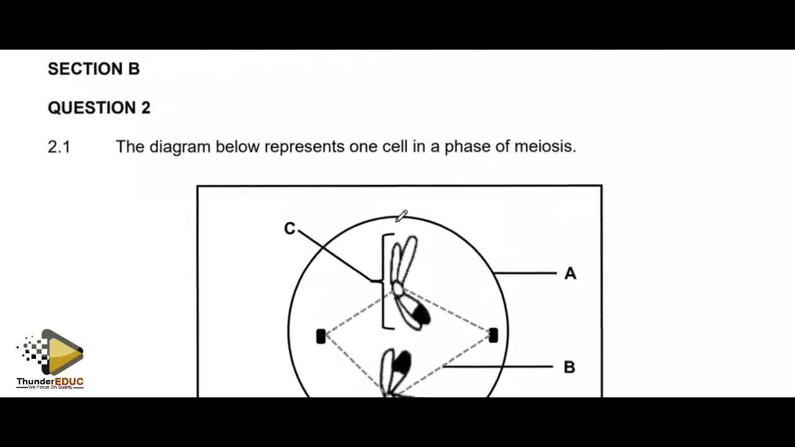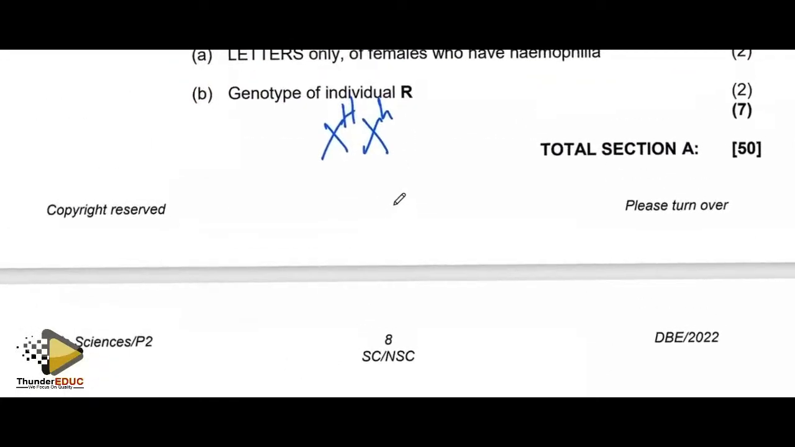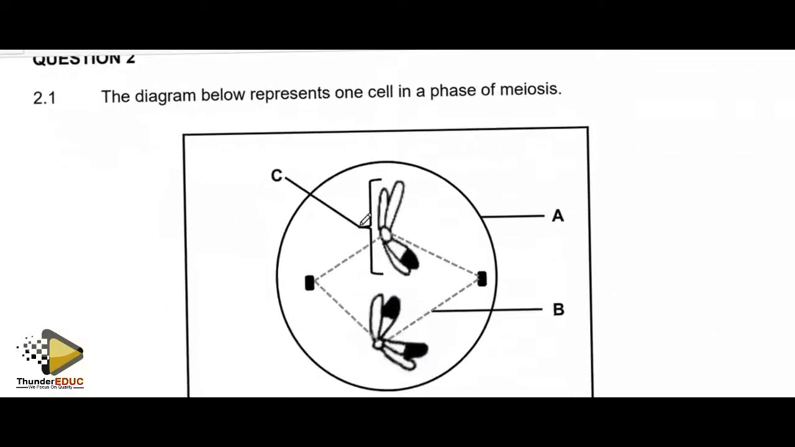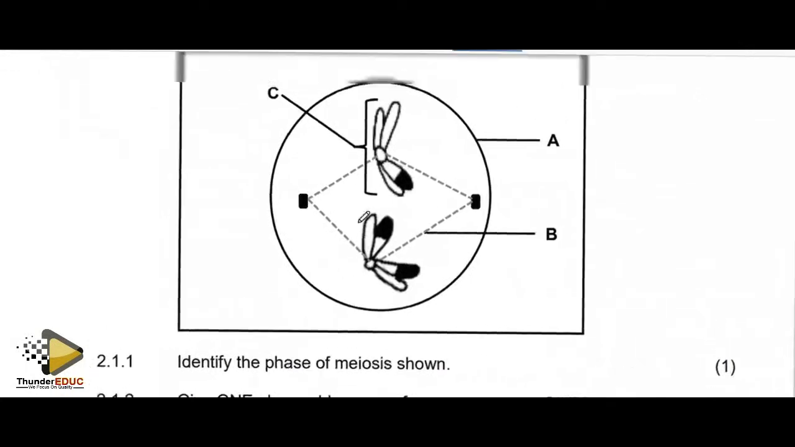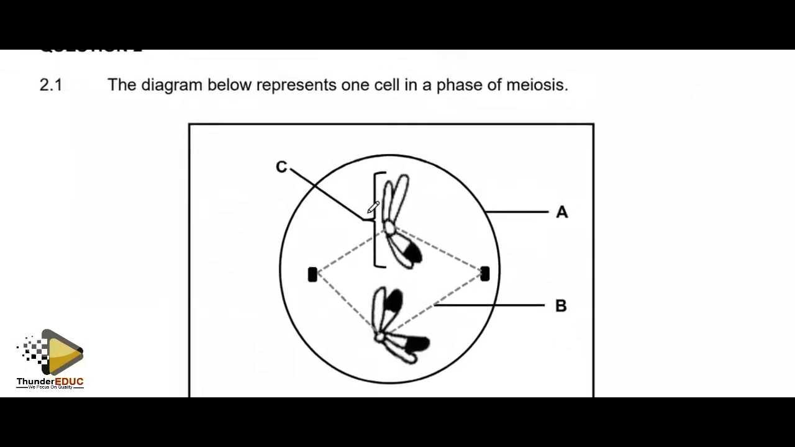Then another question. This marks the end of section A. What about section B? What about section B? You see that the questions in section A, you can score all the marks.